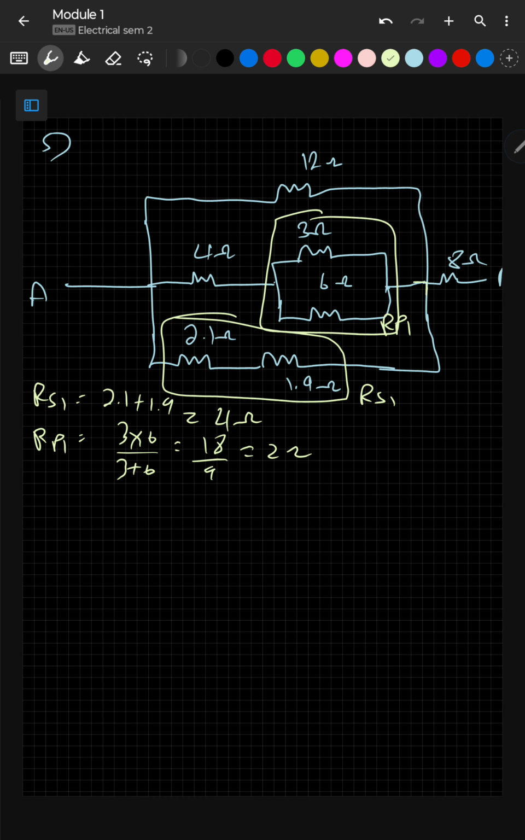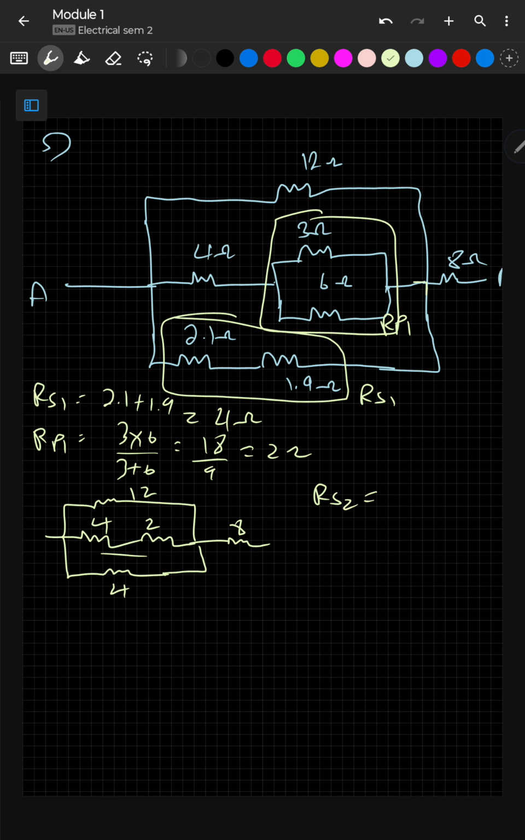Now let me redraw the circuit once. 4, 2, 8, 4, 12. Now clearly we can see that this is in series. So it is RS2. RS2 is what? 4 plus 2, that is 6. Now again I have to redraw.